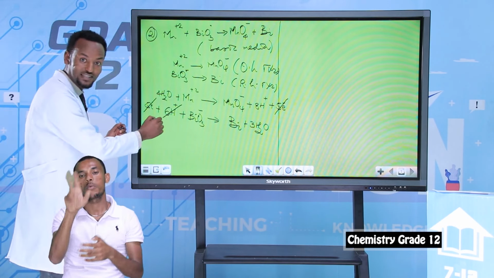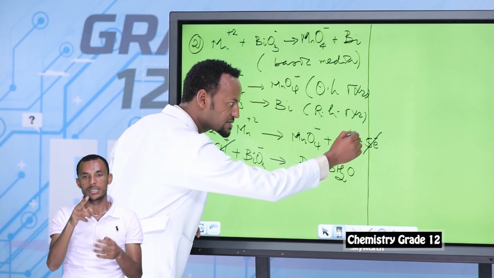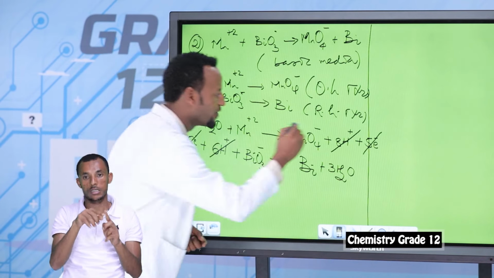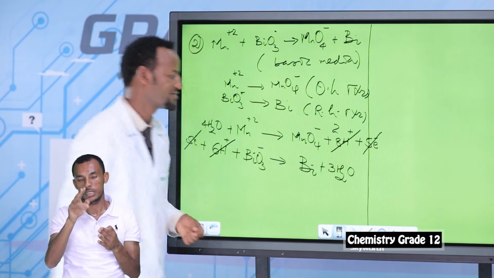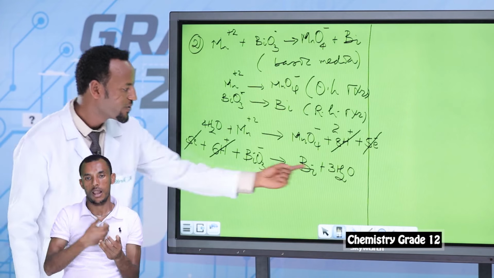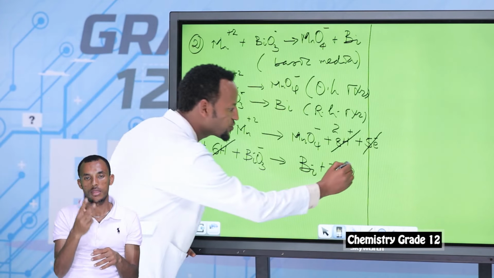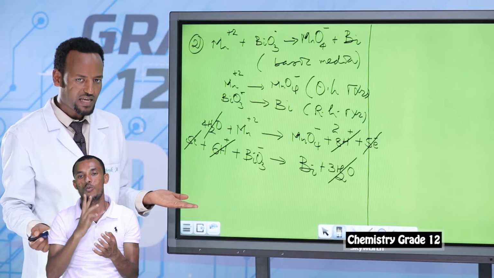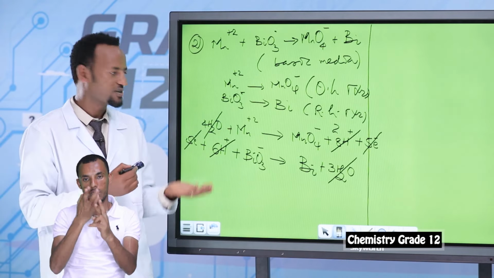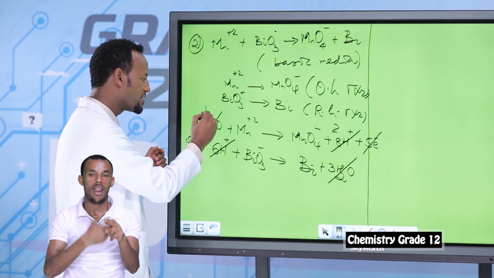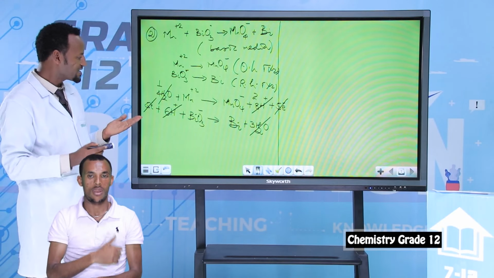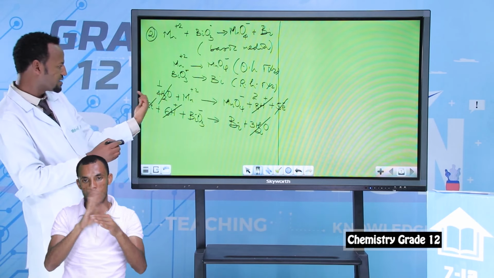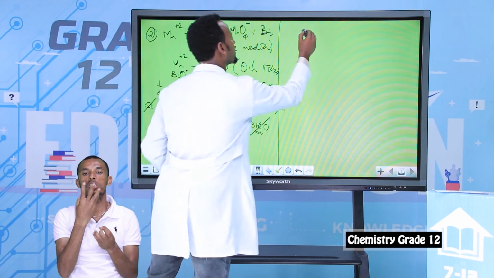6H plus cancels by 6H plus. But the number of H plus here is 8, therefore 2H plus is left. What else? Water. 3H2O here. How many H2O? 4H2O. Is there any remaining water? Yes. In which position, reactant or product? In the reactant position. How much? 1. The other equation is the overall equation. How many remaining water in the reactant position? 1.